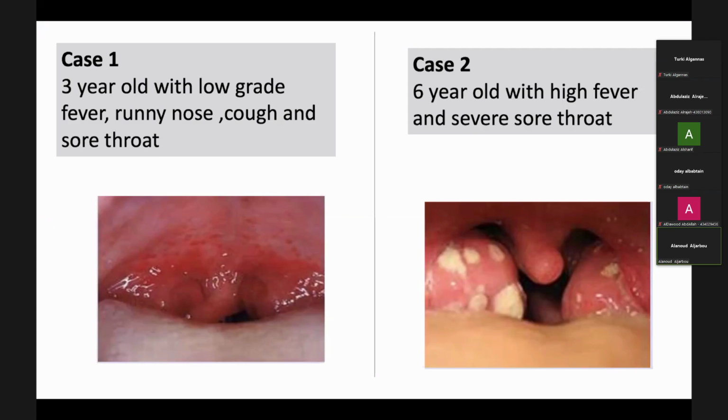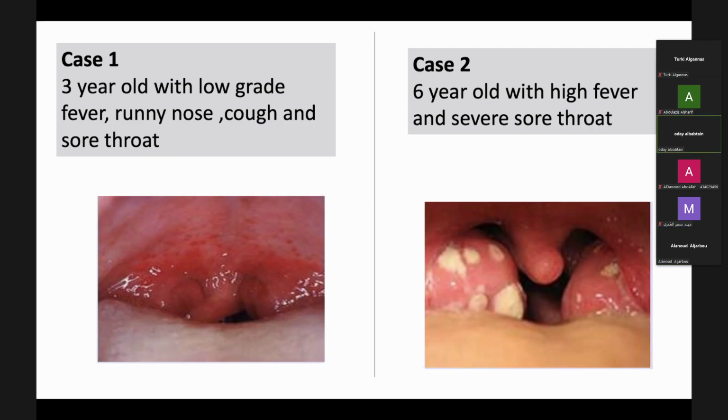What else would you consider in the two cases? What are the differences? Enlargement of the tonsils. Both can have enlarged tonsils. What are the differences? Why did I think this patient is more viral, and this patient is more bacterial?